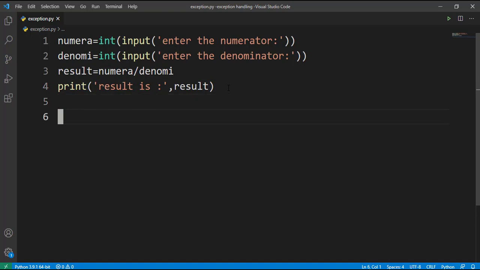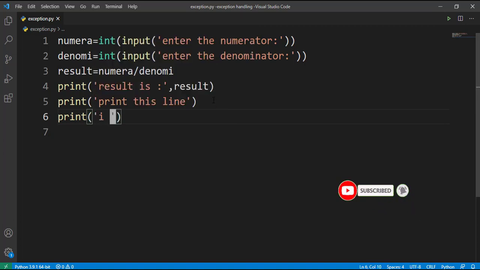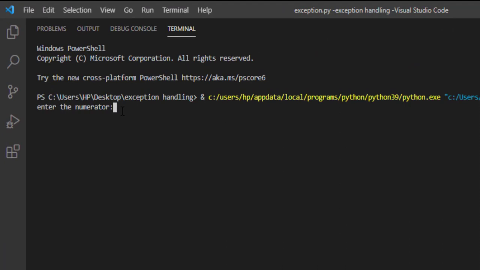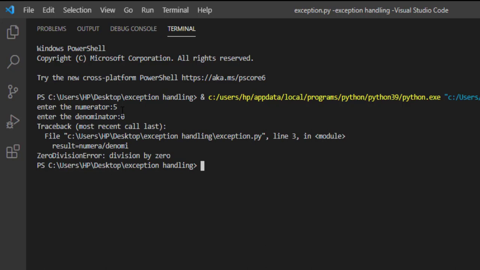Suppose here I have another print function. So print this line, and I have one more print function here. Let's say I am another block. So let's run this and check what happens. It's asking us to enter the numerator. Again I'll enter a numerator and I'll enter the denominator as 0. So here we are getting a ZeroDivisionError, that is an exception. So what exactly is happening when an exception occurs?